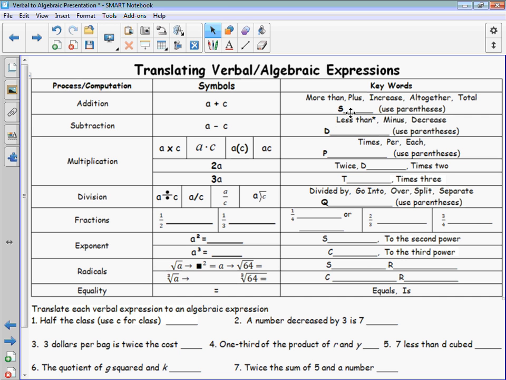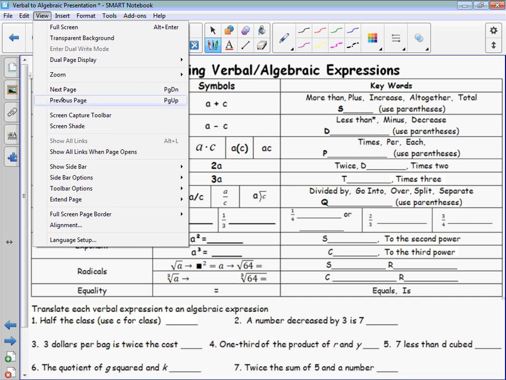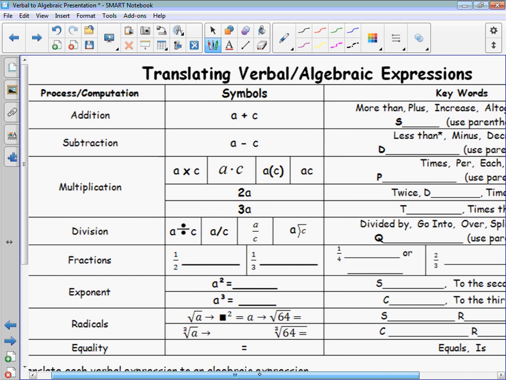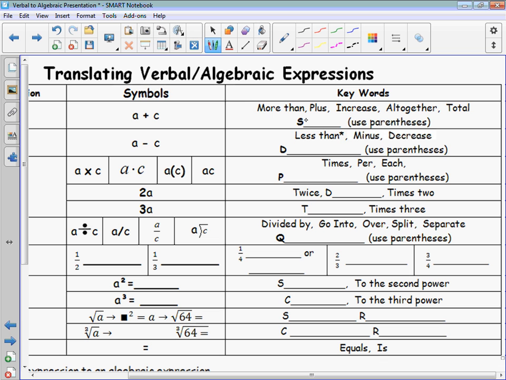What's the one that we're missing, though? What's the S word that we're missing for addition? Anyone know? Yeah. The one that we use a lot. Let me expand this a little bit so you can see. The one that we use a lot, the special one, is sum.